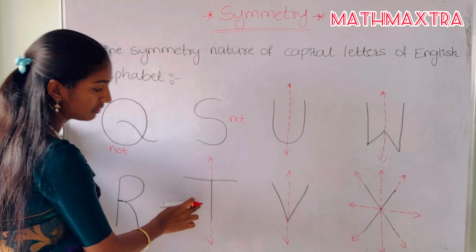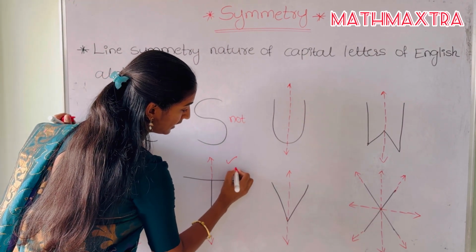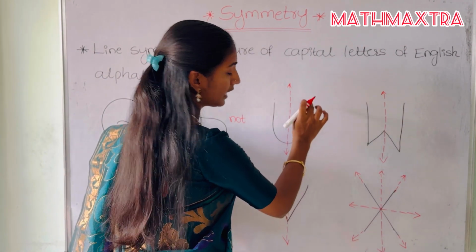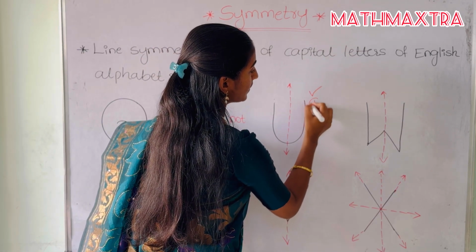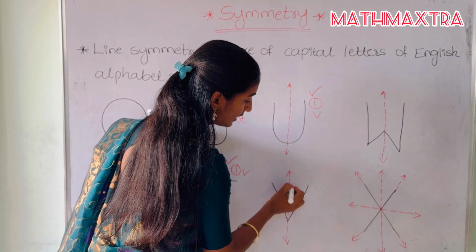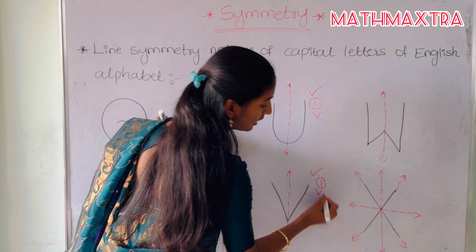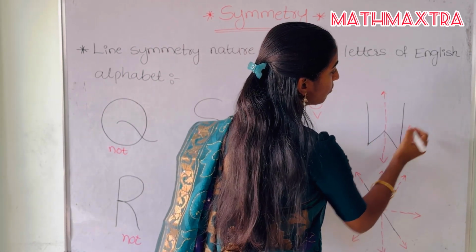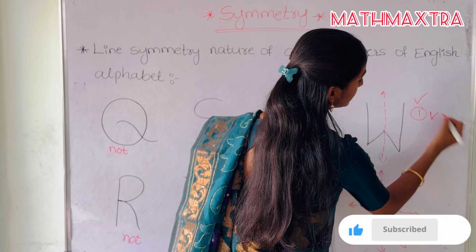And if you take the letter T, we can draw one line of symmetry. So it is symmetric. It has one line of symmetry, that too vertical. And if you take the letter U, I can draw one line of symmetry. It is symmetric, that too vertical. If you take the letter V, this is also symmetric. It has one line of symmetry, that too vertical. And if you take a W, this also has one line of symmetry, and it is vertical.